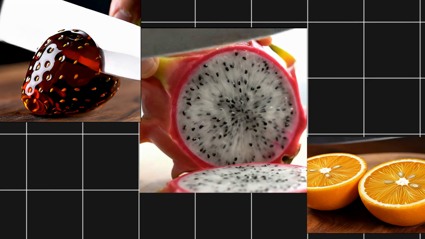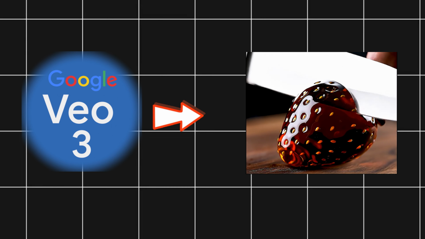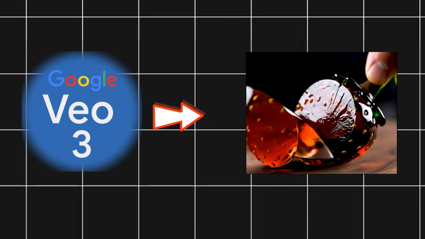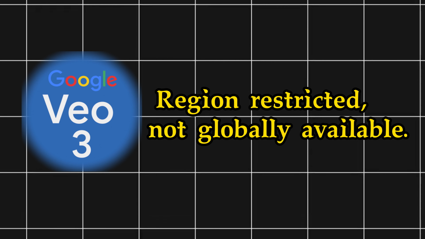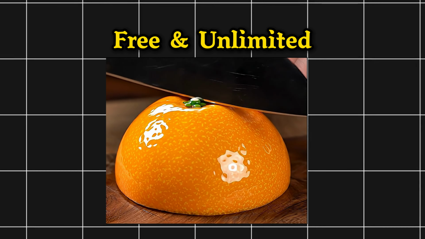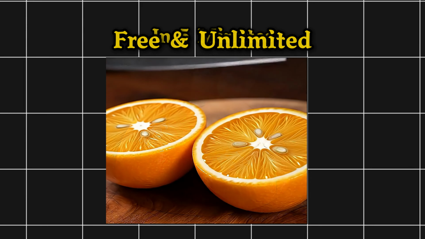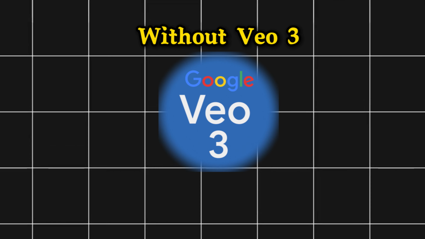Recently, ASMR fruit cutting videos have become incredibly popular. Many people are using Google VEO 3 to create these videos, but unfortunately, Google VEO 3 is only accessible in certain regions and not available globally. Don't worry. This video will show you a completely free and unrestricted method to generate stunning ASMR videos in just 5 minutes, without needing VEO 3.